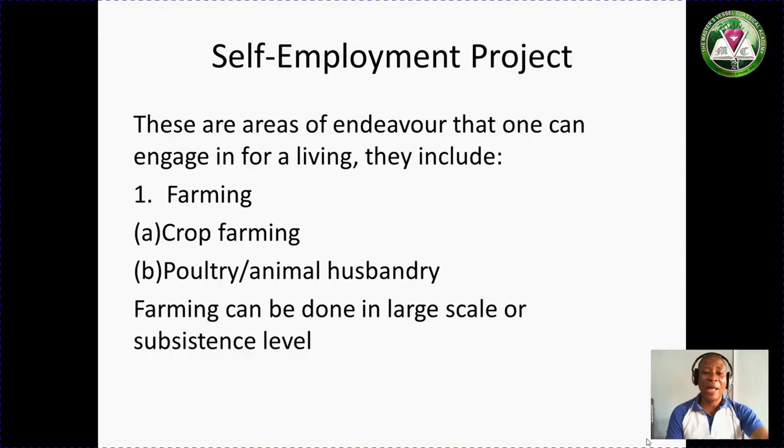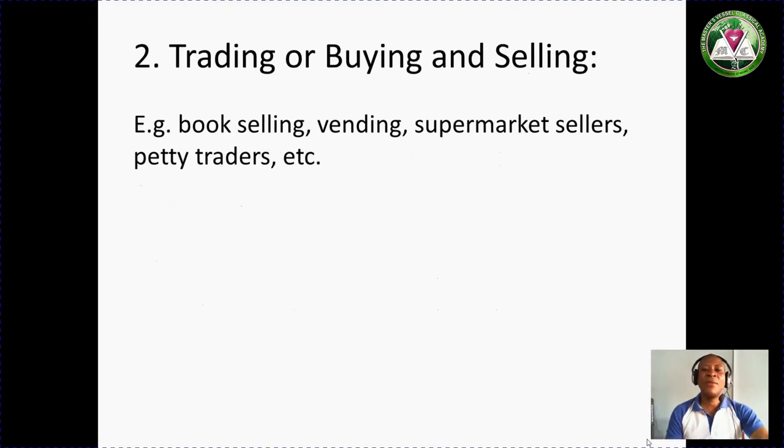I equally want to add that farming can be done in large scale, which is equally known as mechanized agriculture, or it can be done subsistently, that means in low scale, just to feed one's family. When farming is done in large scale, it is known as mechanized or large scale farming. When it is done just to feed one's family, it is known as subsistence farming or agriculture.